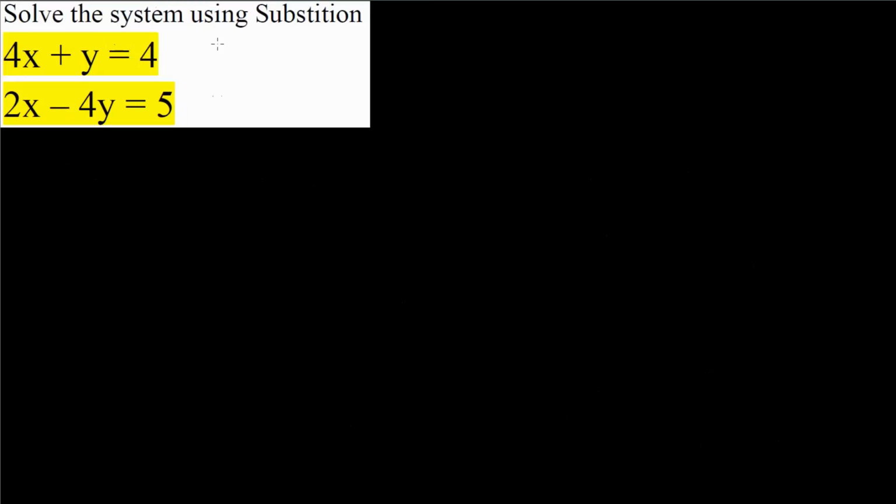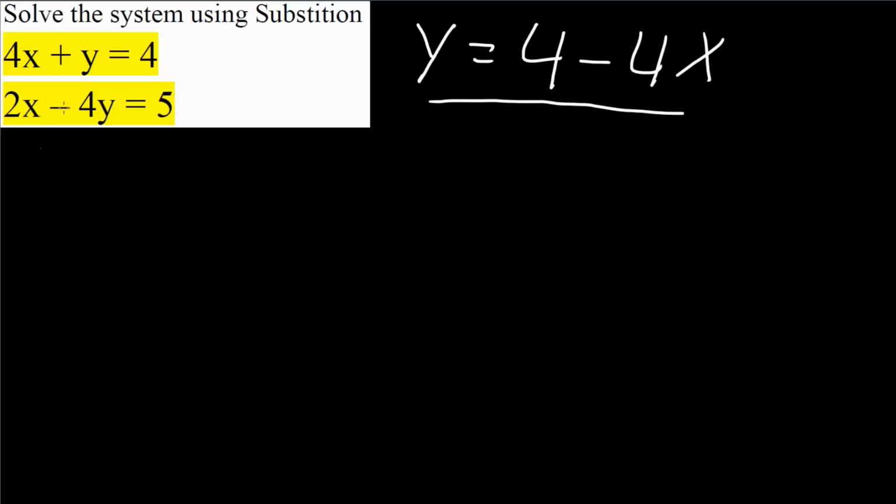We want to solve a system of equations using the substitution method. We have 4x plus y is equal to 4, and 2x minus 4y is equal to 5. We want to find a value for x and y where both of these statements will be true. And this is slightly one more step we need to do. Instead of saying 4x plus y is equal to 4, we could say that y is equal to 4 minus 4x. I'm simply isolating the y. So y is equal to 4 minus 4x. This will be important. And in this step, I'm going to replace y with 4 minus 4x.